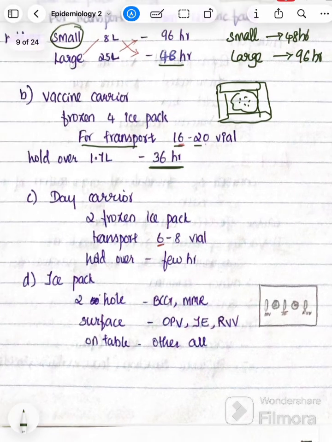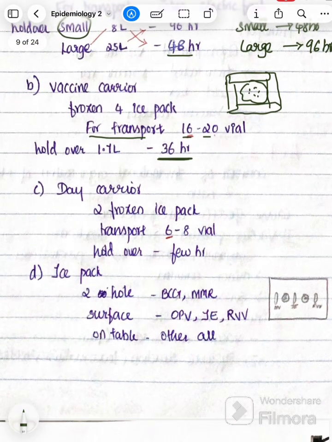Day carrier, usually to the immunization session site, ANM will be carrying this day carrier. So one box has 2 ice packs, and then in the polythene bag 6 to 8 vials of vaccine that can hold over time is very few hours.